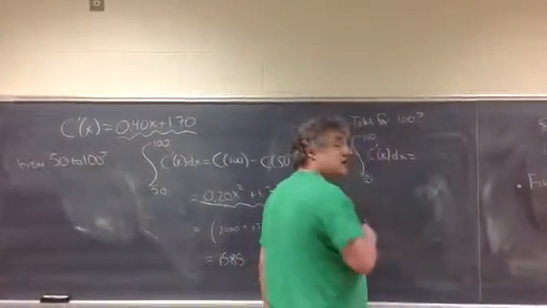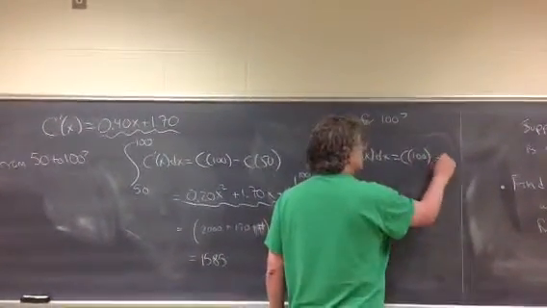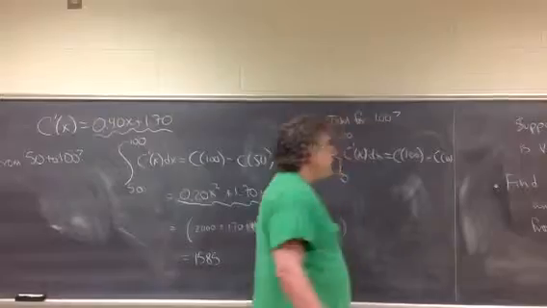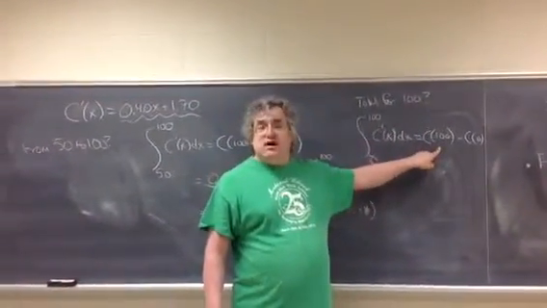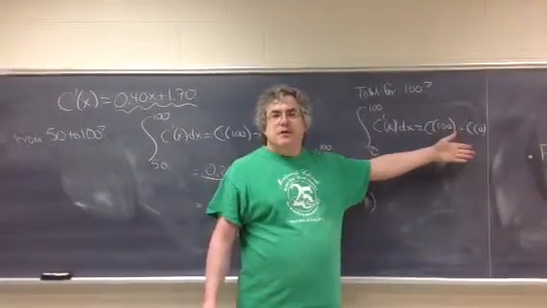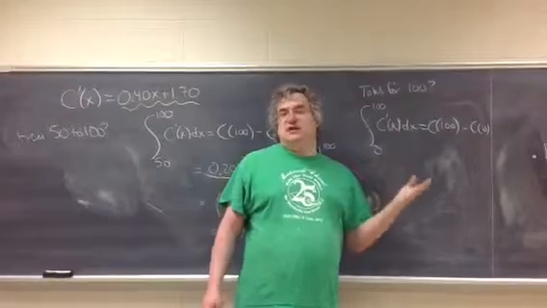But that's not really what we want, because what is that going to be? The net change says it's c of 100 minus c of 0. That's not the total cost. That c of 100 is the total cost. What's this c of 0? Is that 0? Well, it's the cost to produce no ice cream. You know, that sounds like it should be 0.